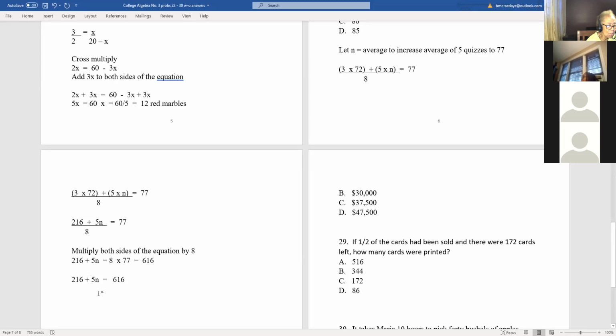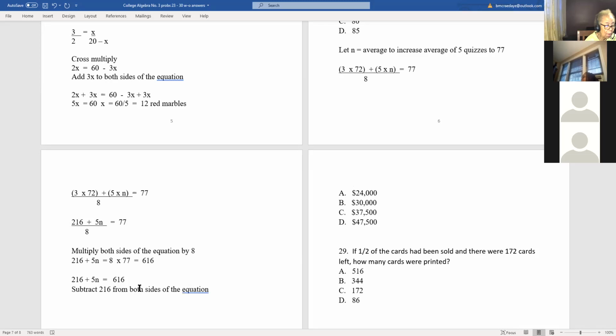What operation? Add those two numbers? Nope, can't add them. Minus. You got to subtract the 216 from both sides of the equation.